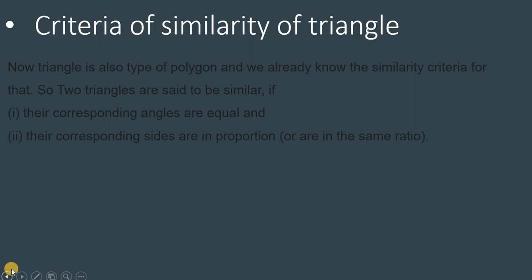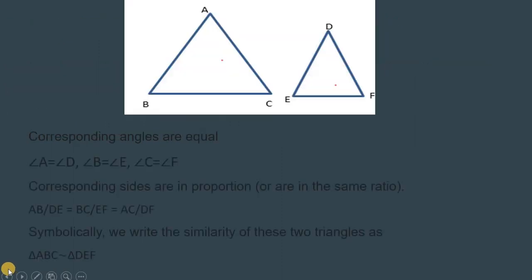Two triangles are said to be similar if and only if their corresponding angles are equal and their corresponding sides are in proportion, or in the same ratio. Let me make it clearer with the help of this figure. We have two triangles, ABC and DEF. As you can see, these two triangles are similar because they are the same in shape but different in size.